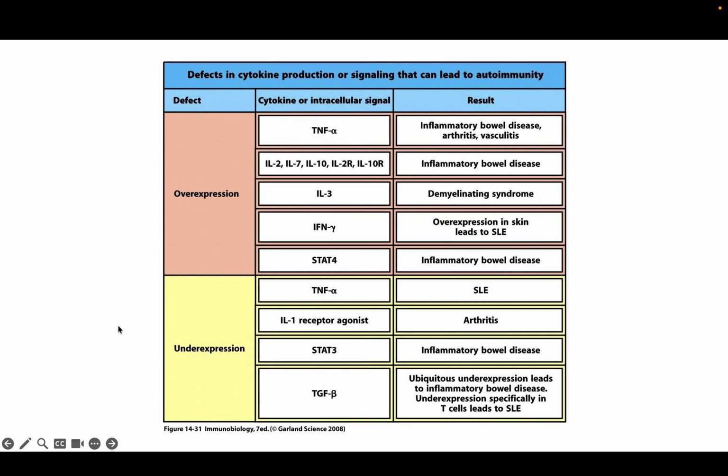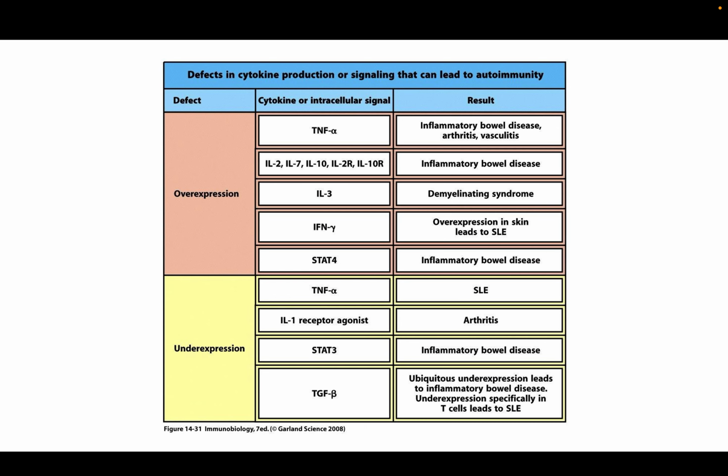And we also see overexpression and underexpression of different cytokines. Certain cytokines can induce or proliferate a lot of self-reactive B or T cells, for example TNF alpha, or interleukin 3. Or it could be that, for example, if you overexpress TNF alpha, you get IBD, but if you underexpress it, you get lupus. So sometimes it's not very black and white. Sometimes you need a perfect amount of it.